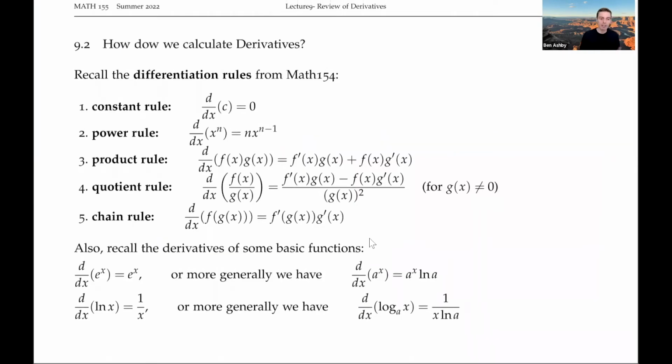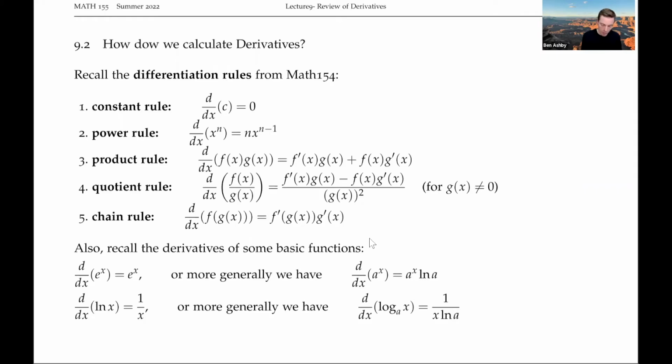Okay, so how do we calculate derivatives? There's a whole host of different rules that you should remind yourself of. Hopefully you covered all of these in Math 154. So for example, if we try and take the derivative of a constant, we just get 0. If we have something of the form x to the n, that's a power rule. So we just move the power to the front and then subtract 1 from that power. So we have nx to the n minus 1.